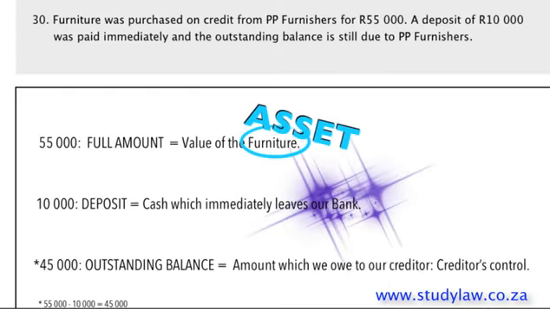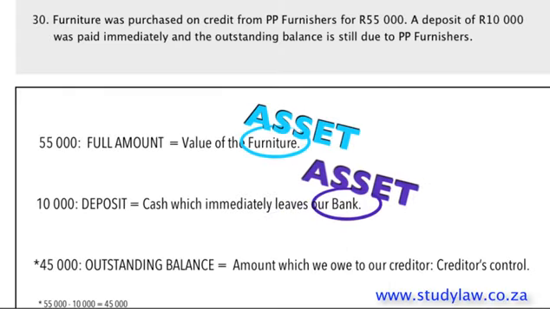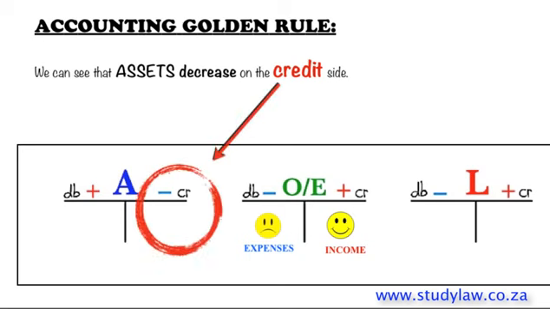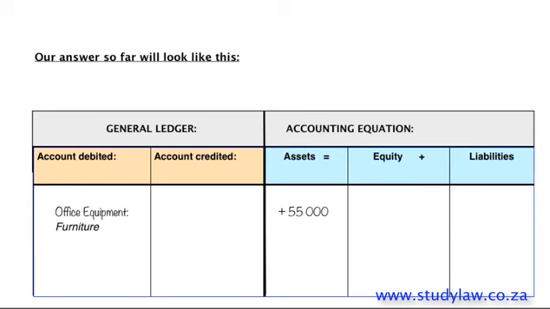Let's look at the next keyword, bank. Bank is also an asset, but this time because we are paying a deposit, the money is leaving our bank. This means that our asset is decreasing. If we look at the accounting golden rule, we can see that assets decrease on the credit side. Therefore, the account to be credited will be called bank. We have already determined that bank is an asset and that it will be decreasing. Therefore, we will go to the assets column and decrease it by 10,000 Rand, which is the amount that we paid as a deposit. We can see that these amounts are not equal.